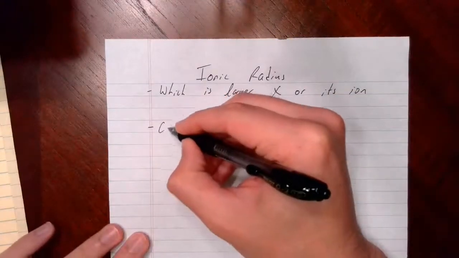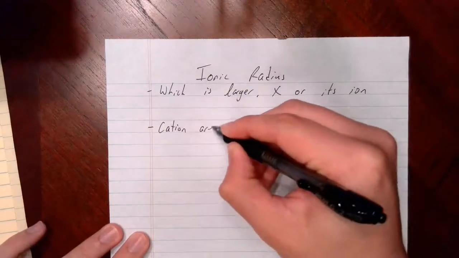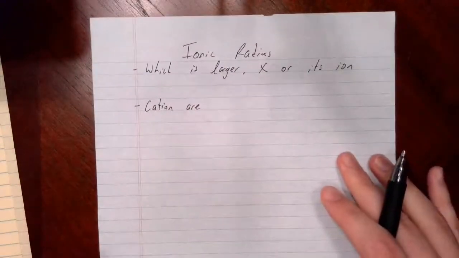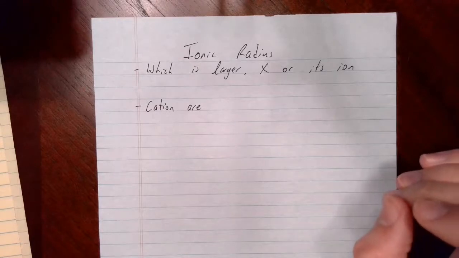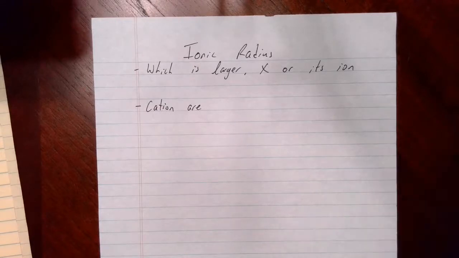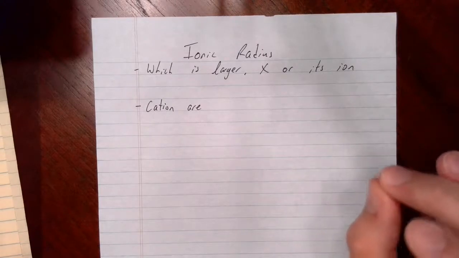So the way I'll write this is cations are either smaller or larger, and anions are either smaller or larger than their neutral atom. So this only corresponds to that specific element. All we're doing here is comparing one single atom to its ionic form.